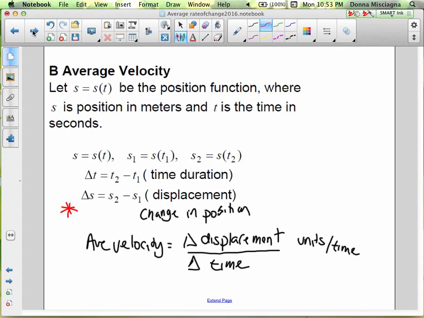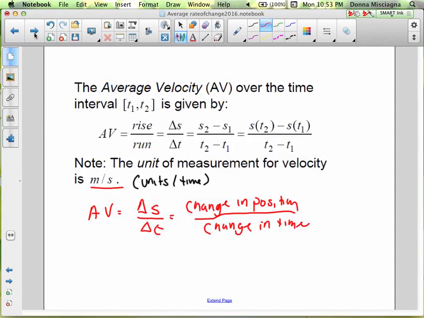And make sure you don't forget your units. Anytime we have any real world examples, make sure you use the units. So units divided by time, like flies divided by days.